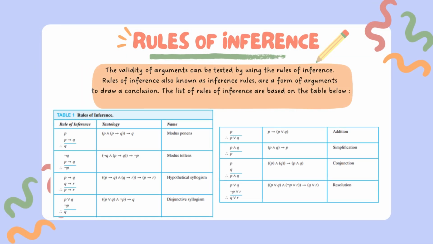Moving on to rules of inference, the validity of arguments can be tested by using the rules of inference. The rules of inference, also known as inference rules, are a form of argument to draw a conclusion. The list of rules of inference is based on the table below. In the table, we have the formula for modus ponens, modus tollens, hypothetical syllogism, disjunctive syllogism, addition, simplification, conjunction, and resolution.